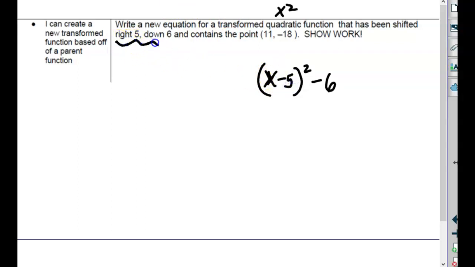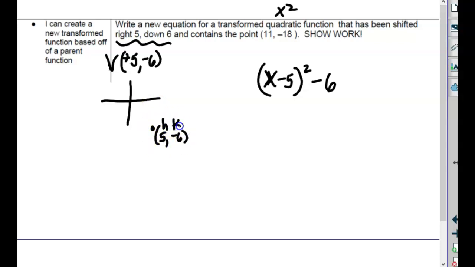Okay, so right 5 and down 6 would be a negative 5 and a negative 6 as the vertex. Nope, a positive 5 and a negative 6. Holy smokes. Right 5 down 6 means over here at 5, negative 6 would be your h and k. But you can just write it like this. But we do need to figure out the stretch.